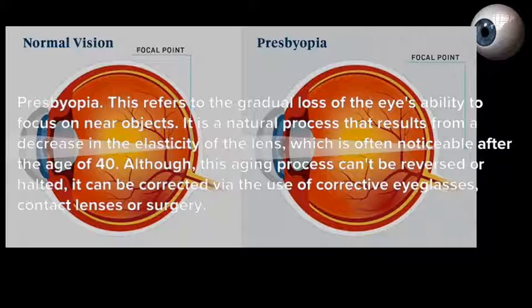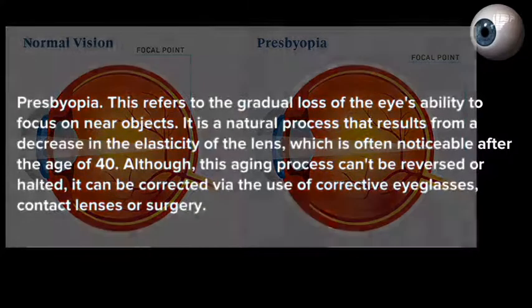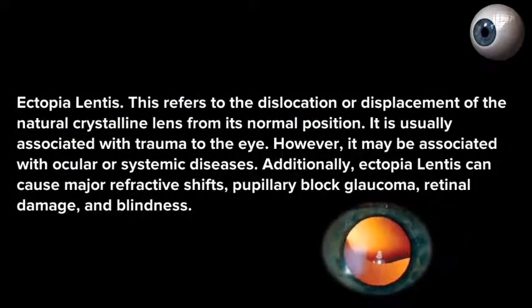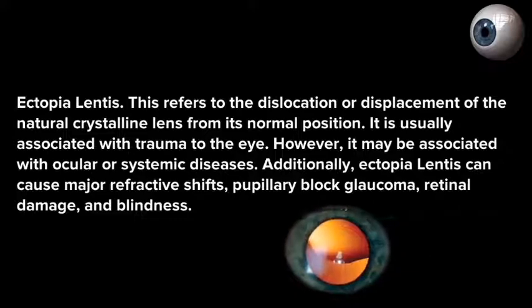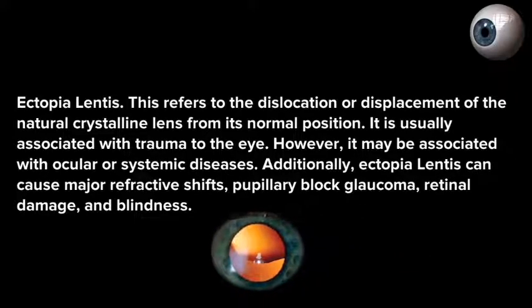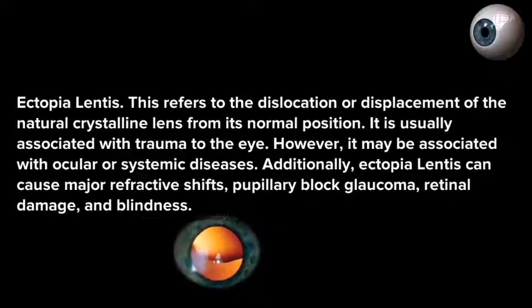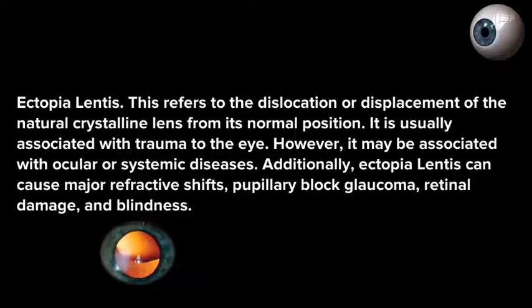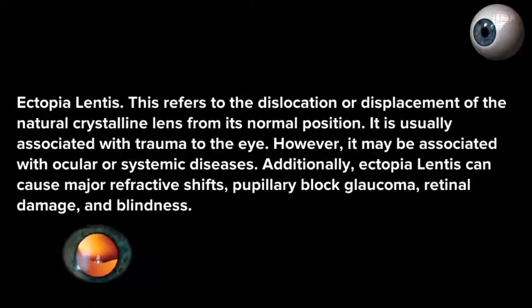Although this aging process can't be reversed or halted, it can be corrected via the use of corrective eyeglasses, contact lenses or surgery. Ectopia lentis. This refers to the dislocation or displacement of the natural crystalline lens from its normal position. It is usually associated with trauma to the eye. However, it may be associated with ocular or systemic diseases. Additionally, ectopia lentis can cause major refractive shifts, pupillary block, glaucoma, retinal damage, and blindness.